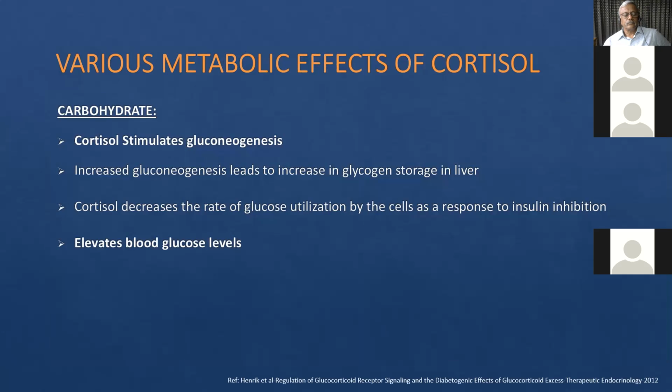So various metabolic effects of cortisol on carbohydrates. As we discussed, sir, it is a catabolic hormone. Cortisol stimulates gluconeogenesis and leads to an increase in glycogen storage in the liver. And cortisol has an anti-insulin property, so it decreases the rate of.